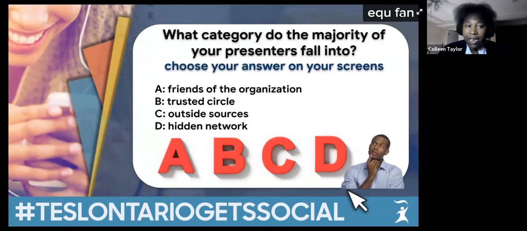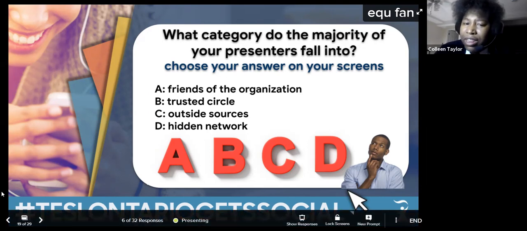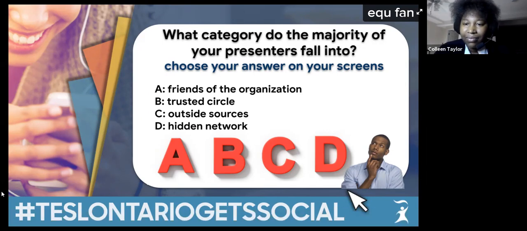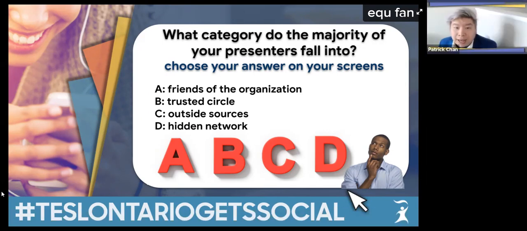All right, so now we have another Pear Deck question. What category do the majority of your presenters fall into? And remember, you're going to choose it on Pear Deck, but if you're not in Pear Deck, you can also put your answer in the chat and I'll be reading it out loud. So A, friends of the organization, B, your trusted circle, C, outside sources, or D, your hidden network. Remember, some of these do overlap, so feel free to put more than one answer if you need to. So we'll give you a couple of seconds to answer.